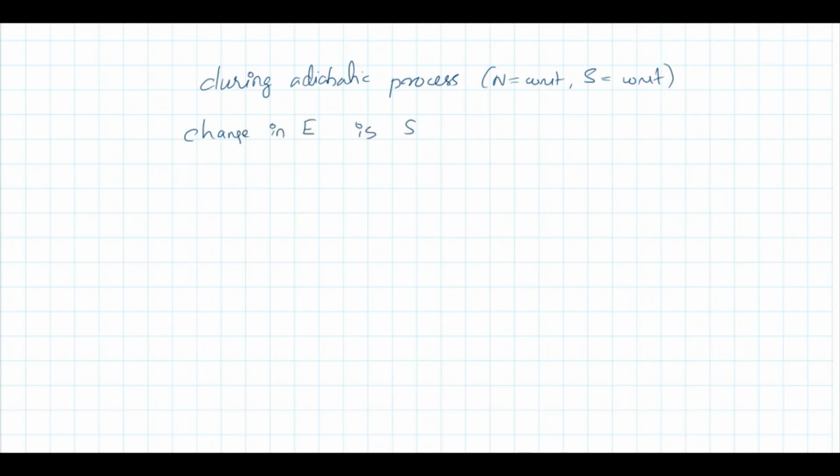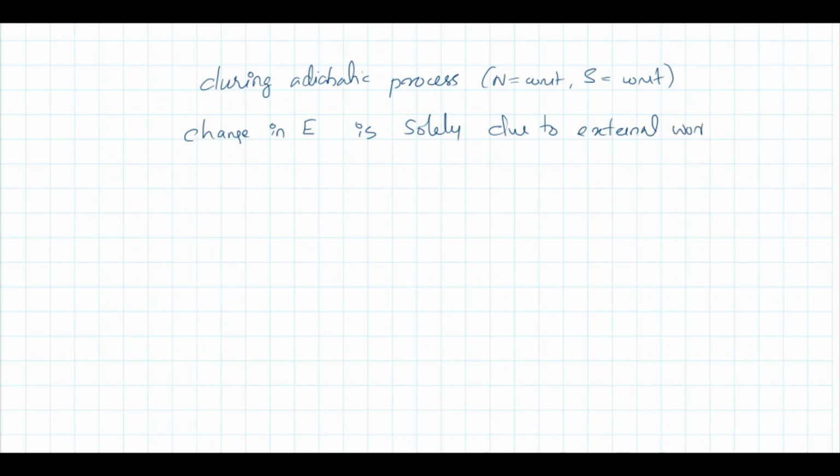Now we can see that during an adiabatic process, N is constant and S is constant. The change in energy is solely due to external work.